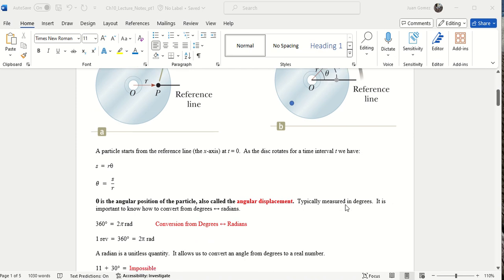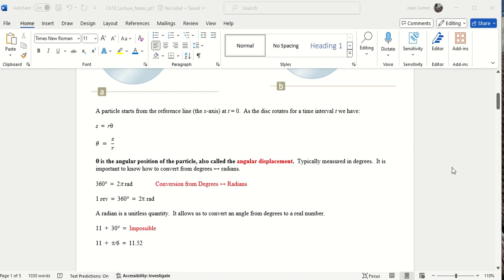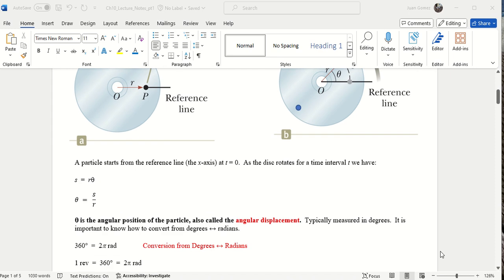Typically it's measured in degrees, but it's important to be able to convert back and forth from degrees to radians, because when we get to something called the rotational kinematic equations, when you use them to calculate things, the angular quantities need to be in radians. The conversion I use is 360 degrees is equal to 2 pi radians, because I like to think of it as one circle.